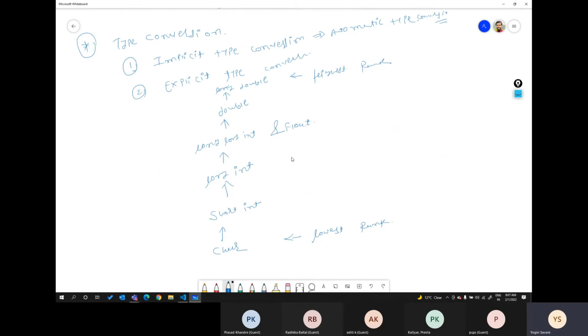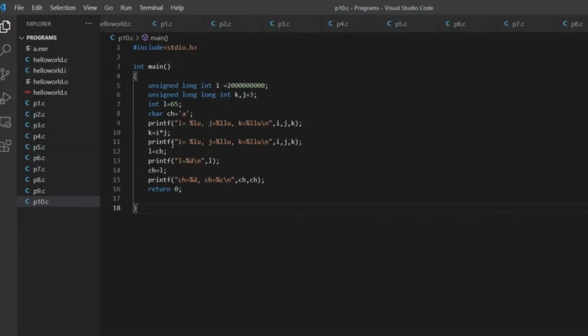Next we saw type conversion: implicit type conversion and explicit type conversion. Implicit means automatic type conversion, where the compiler itself does the conversion. The explicit type conversion we will see today. In implicit type conversion, a character is automatically converted into its decimal value, and an integer is automatically converted into the form of a character. So this is implicit type conversion.